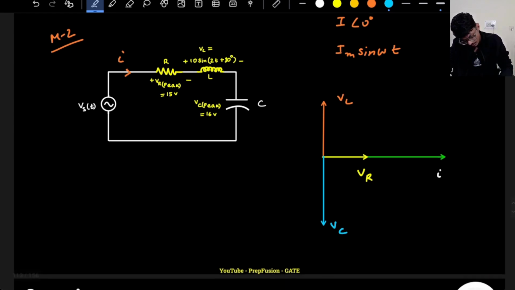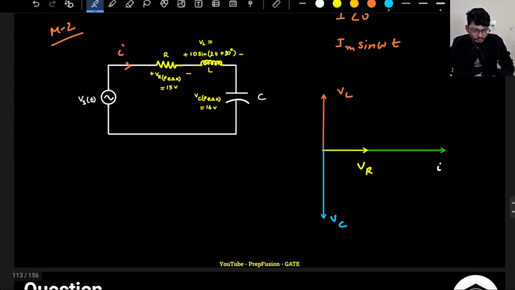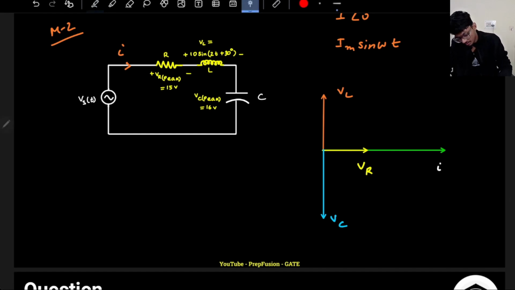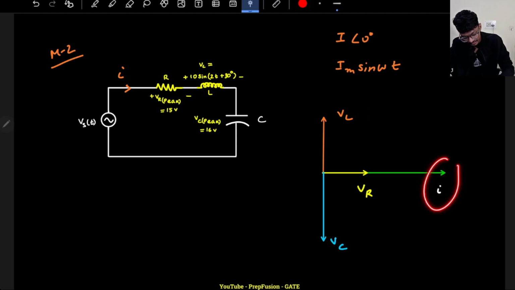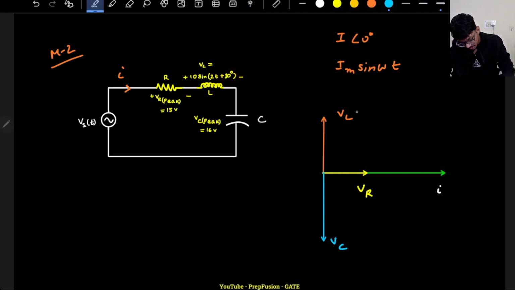Now what you need to do: you have assumed your current to be the reference, that is totally fine, there is no problem with it. But they have given you this phase angle, right? You have drawn the phasor diagram, but this angle is given, so this is equal to 10 angle 30, correct?